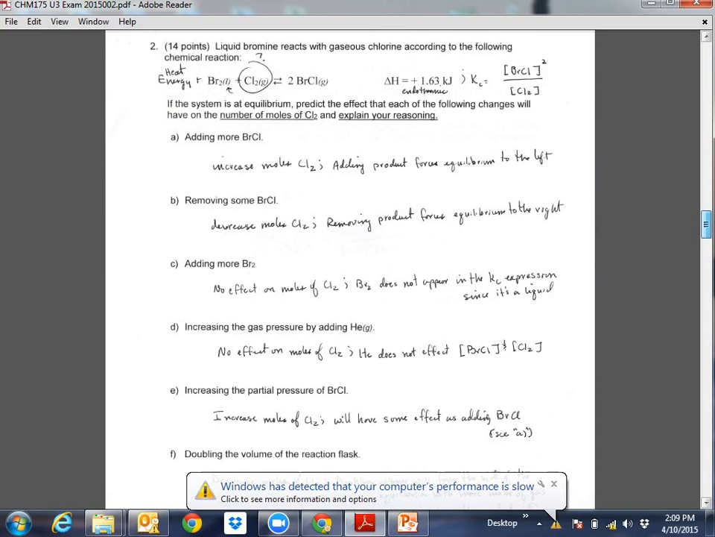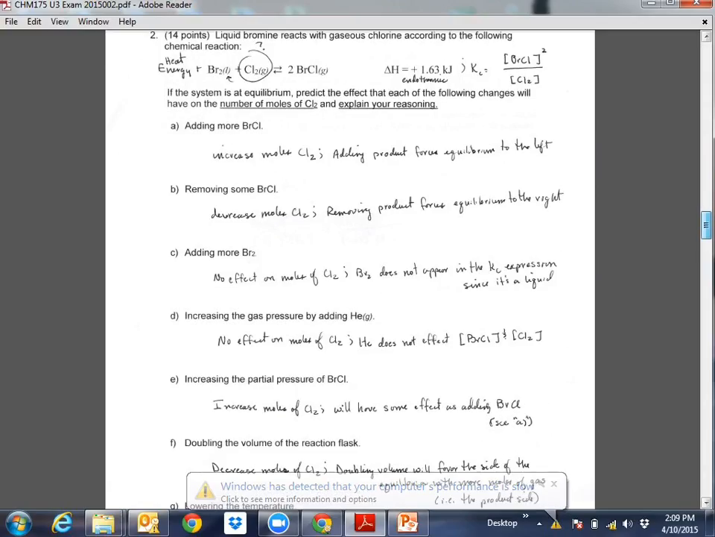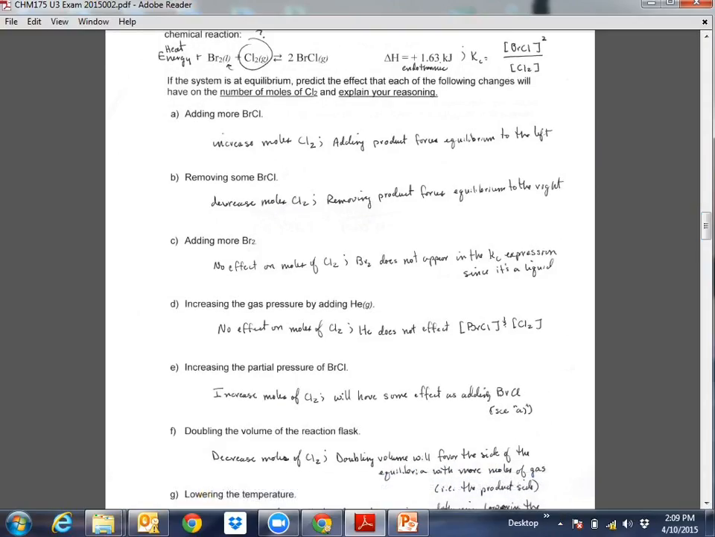This one right here, the second part, is worth 2 points apiece. Not only did you have to say what would happen to the Cl2 concentration, but you also had to say why. If we add more moles of BrCl, BrCl is the product, and so Cl2, the reactant, will increase. If we remove BrCl, it's like pulling, and so actually we would have fewer moles of Cl2. The Br2, since it has an L next to it, means it's a liquid, and it does not appear in the Kc expression, so no effect.